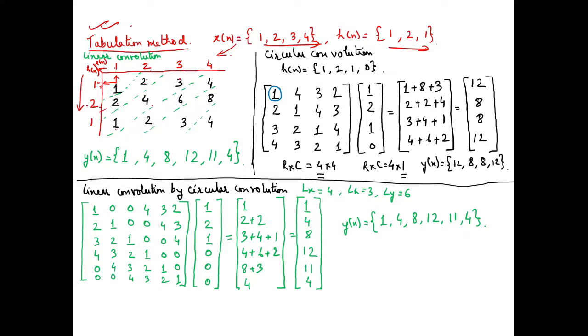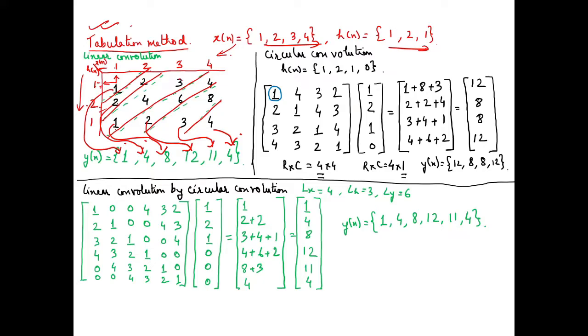Next, we make these diagonal lines. So 1 comes over here. Then in the next diagonal, we have 2 plus 2, 4. So it comes over here. The next one, 3 plus 4, 7 plus 1, 8. It comes over here. Then 12 comes over here, 11 comes over here, and 4 comes over here.